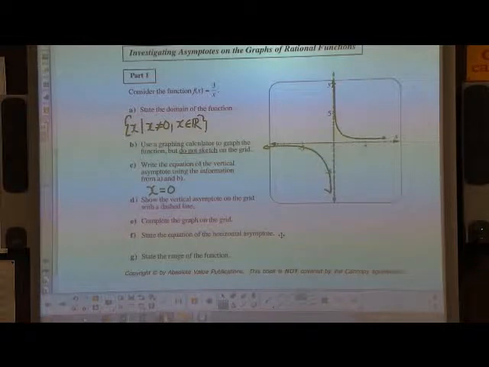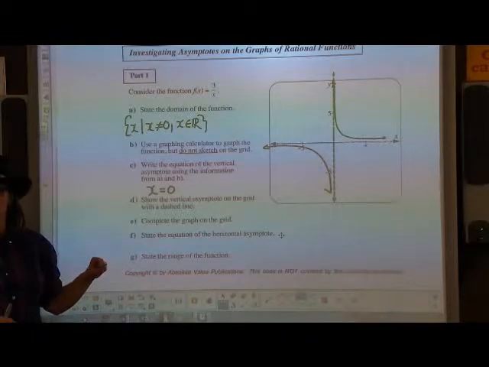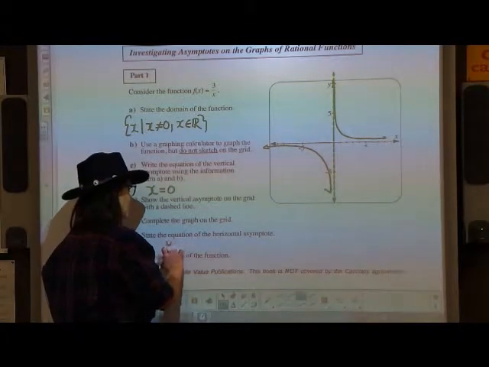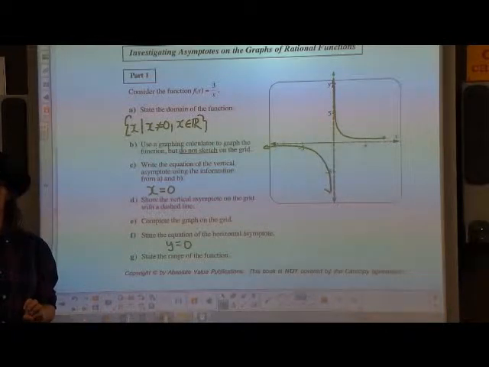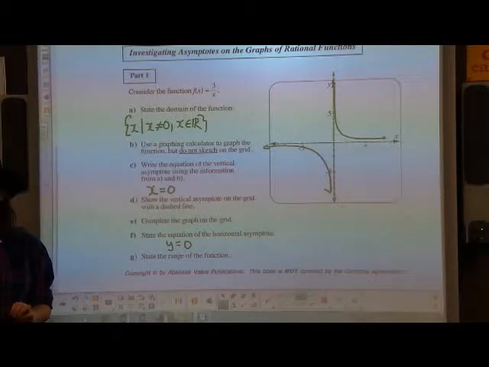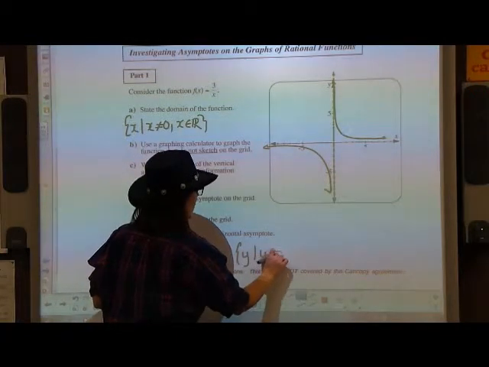What's the horizontal asymptote? The x-axis. How would I write that as an equation? y equals 0. So what's the range of this function? What are my possible y values? Can y be anything? Anything but 0. So the set of y values such that y cannot equal 0.